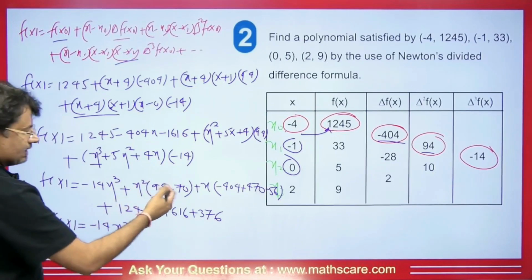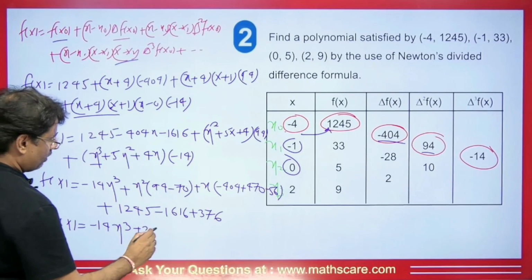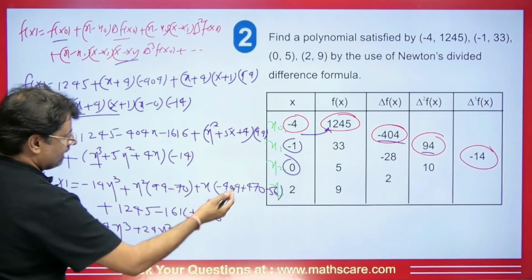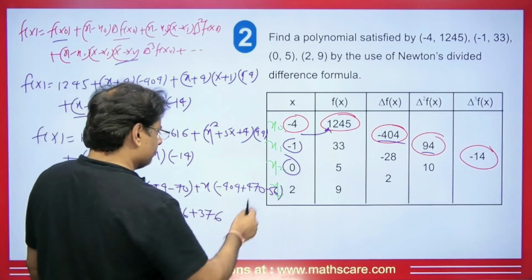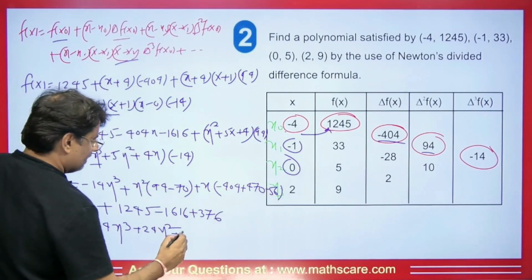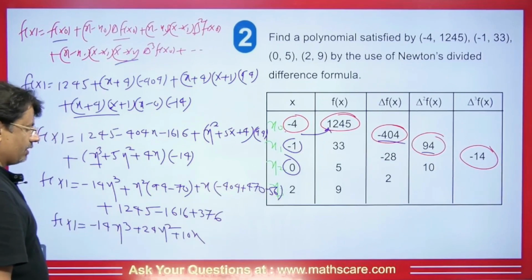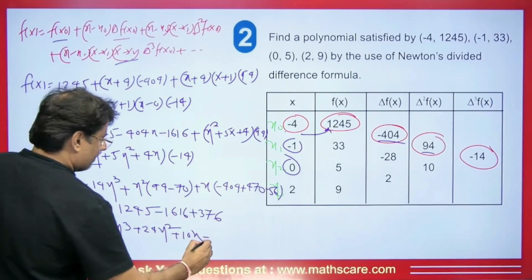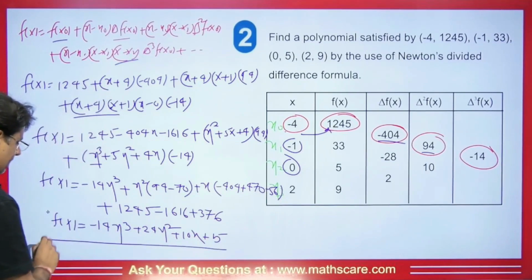Now students, if we subtract this from here, then we will get 24x square, and from here the value that we will get. And here minus 60 is coming, so it is plus 10x. This is the value we will have here. If we simplify this, what do we get? 5. So this is the value of fx here.